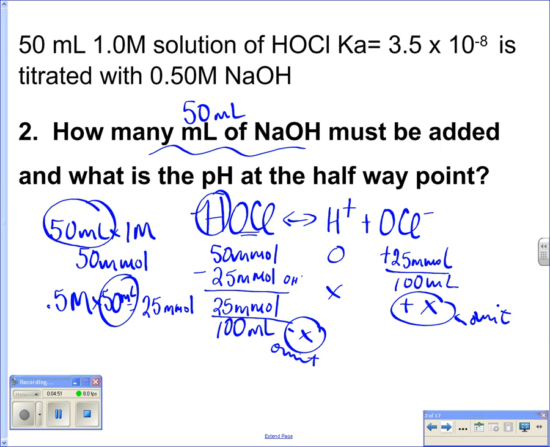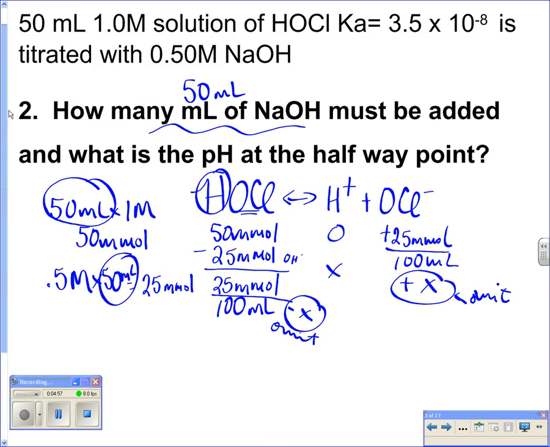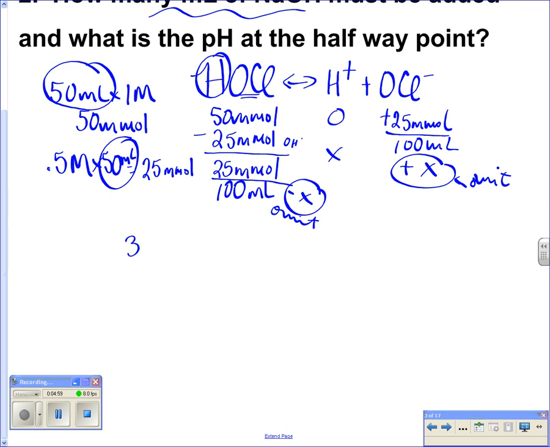And so when I plug this into my equilibrium expression, I get my Ka, which, if we look at the top, I believe is 3.5 times 10 to the minus 8, is going to equal my x times 25 over 100 divided by my initial 25 over 100. And that's going to be my molarities.